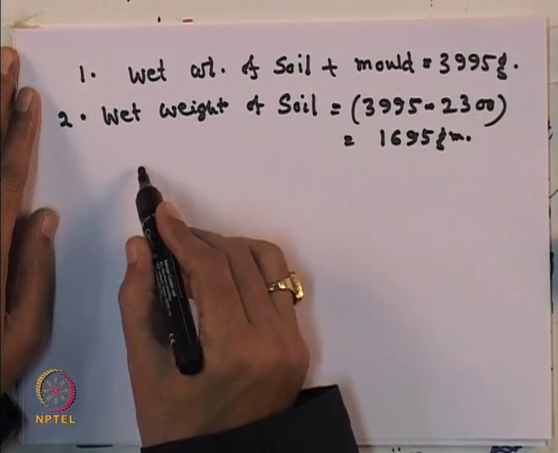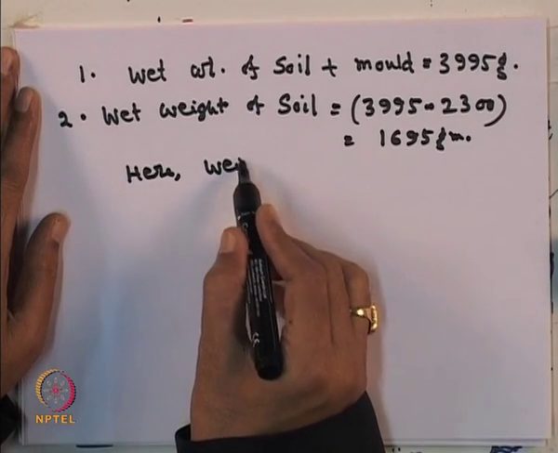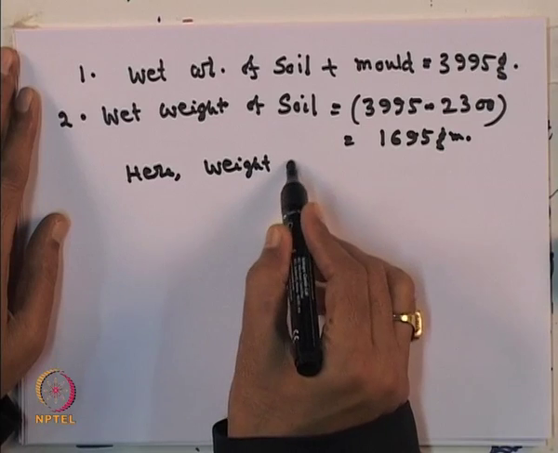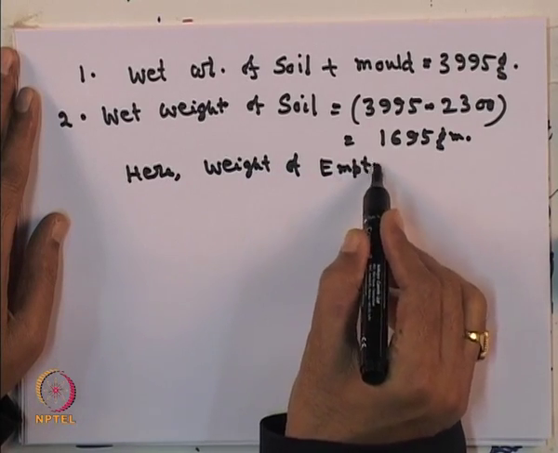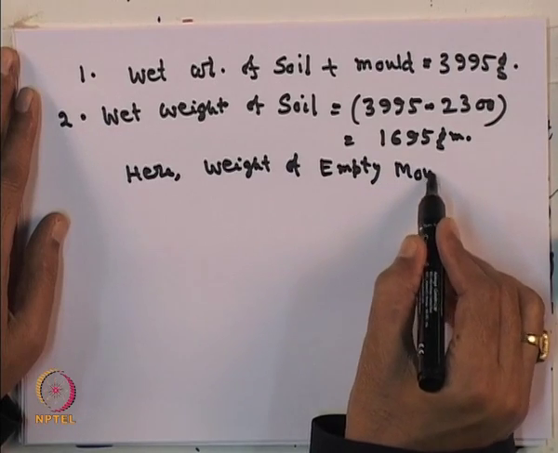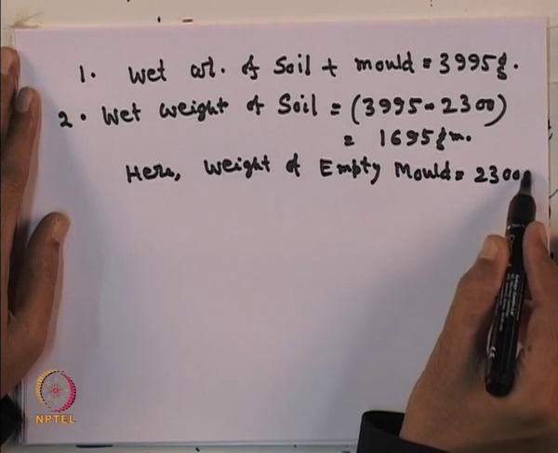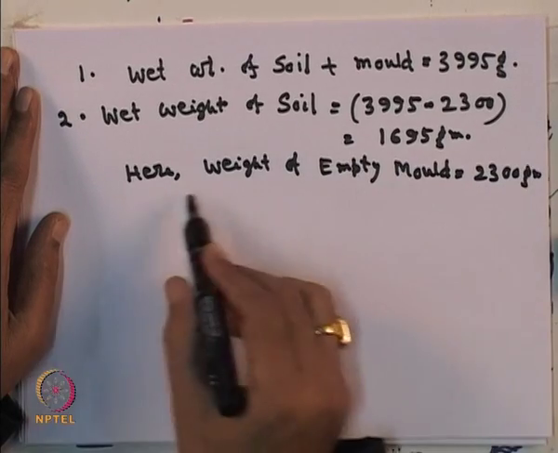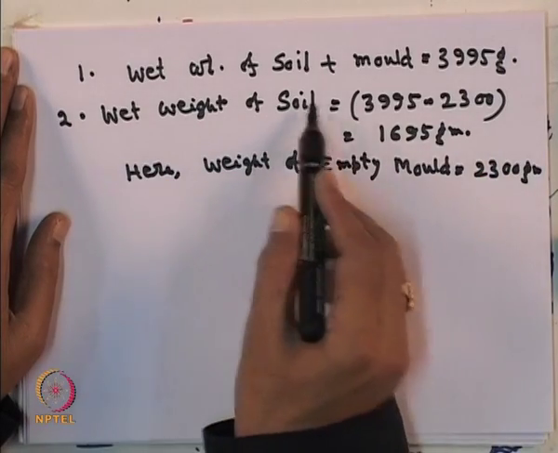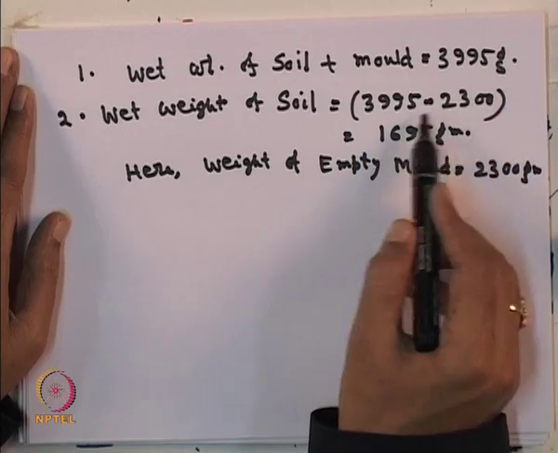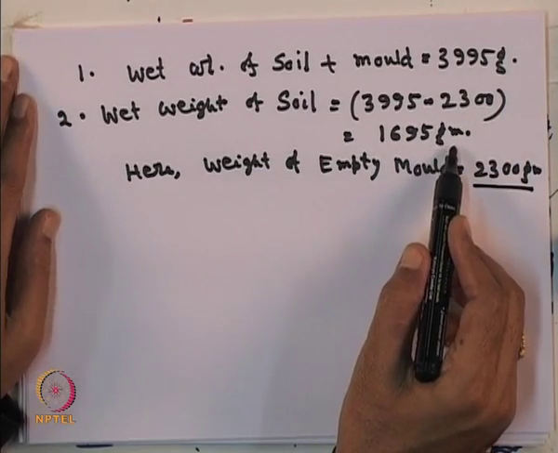Okay. Here weight of empty mold is equal to 2300 gram. So, here weight of empty mold is 2300 gram, and that is why weight of the soil is 3995 minus 2300 gram, which is 1695 gram.